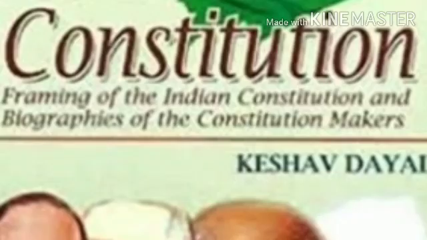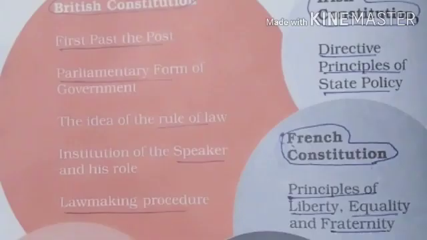From the Constitution of the United States, we have taken the Charter of Fundamental Rights, power of judicial review, and independence of the judiciary. From the Irish Constitution, we have taken directive principles of state policy. From the French Constitution, we have taken principles of liberty, equality, and fraternity. And from the Canadian Constitution, we have taken a quasi-federal form of government, a federal system with a strong central government, and the idea of residual powers.